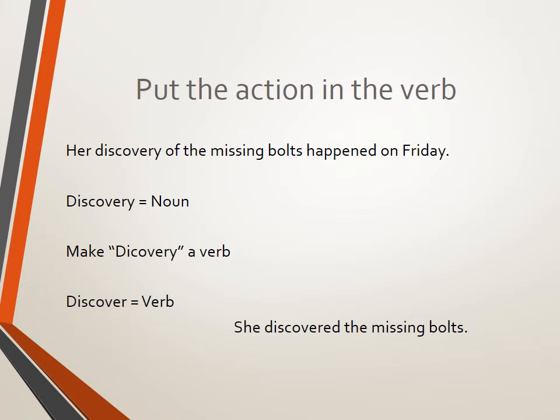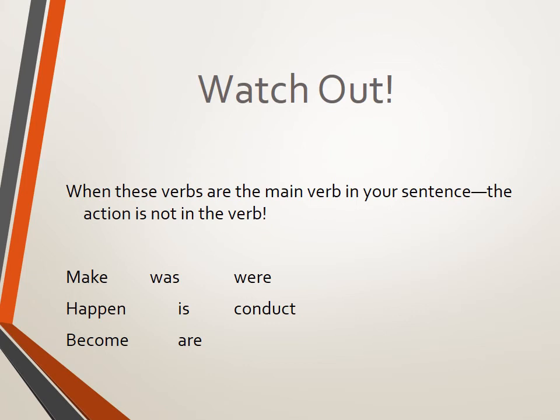Okay, so put the action in the verb. Discovery equals noun. Okay, here's the example. Her discovery of the missing bolts happened on Friday. First of all, that's a really dumb sentence, but it doesn't really tell us anything clearly. So discovery equals a noun. We need to make discovery a verb. It's much clearer when we say she discovered the missing bolts on Friday. Okay, I left out that, but yeah, on Friday is probably important too. So watch out. Here's some verbs that usually do not have any action in them. So make, happen, become, was, is, are, were, any of the to be verbs, conduct. If you see these, you know you're going to have to change them into a more specific verb that's probably hidden somewhere else in the sentence.